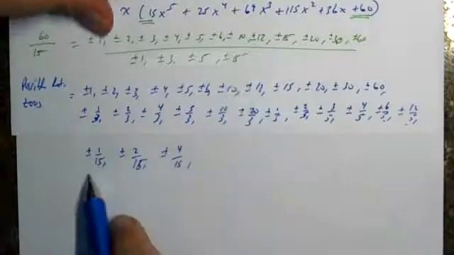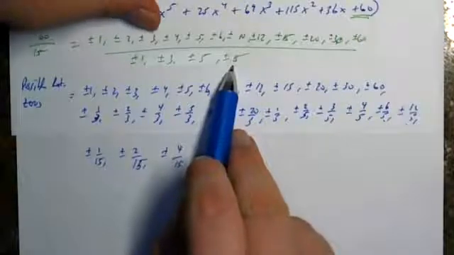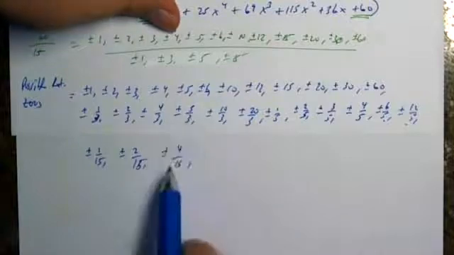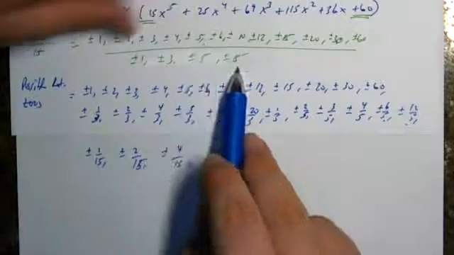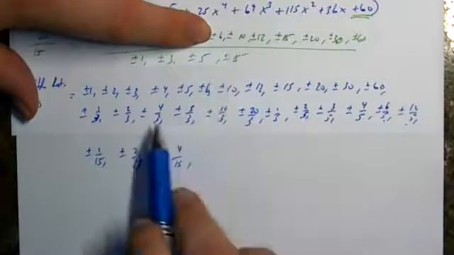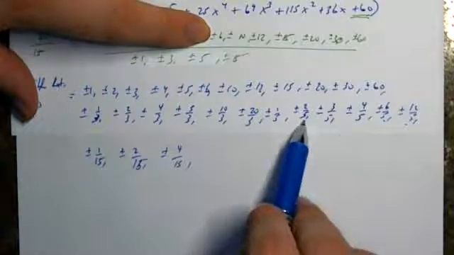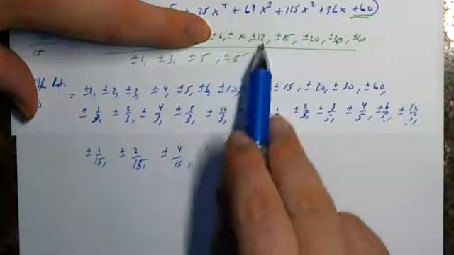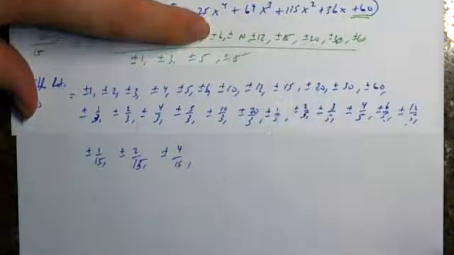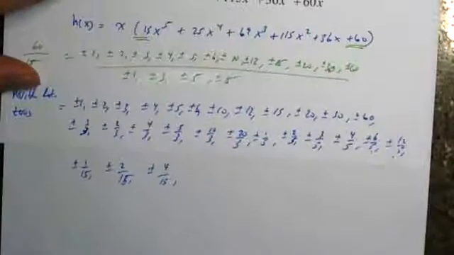15. Plus or minus 1/15, plus or minus 2/15. 3/15 is 1/5. Don't need that. 4/15, plus or minus 4/15. I've got 1/5. 6/5 reduces down to 2/5, so I have 2/5. Don't need that. Don't need that. The rest were okay. Those are all the possible rational zeros.